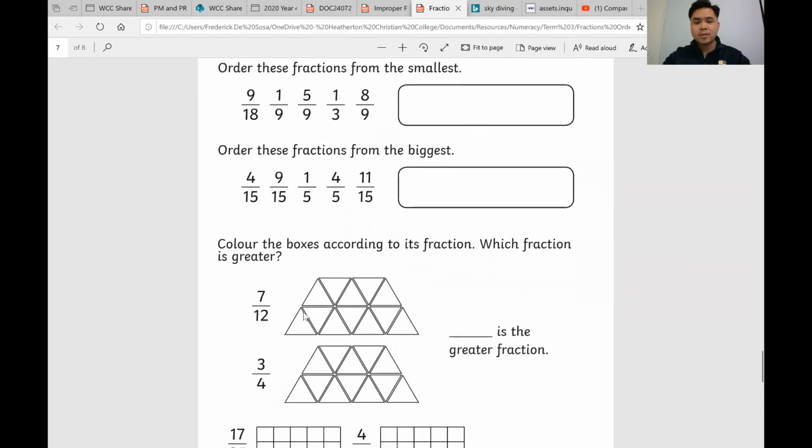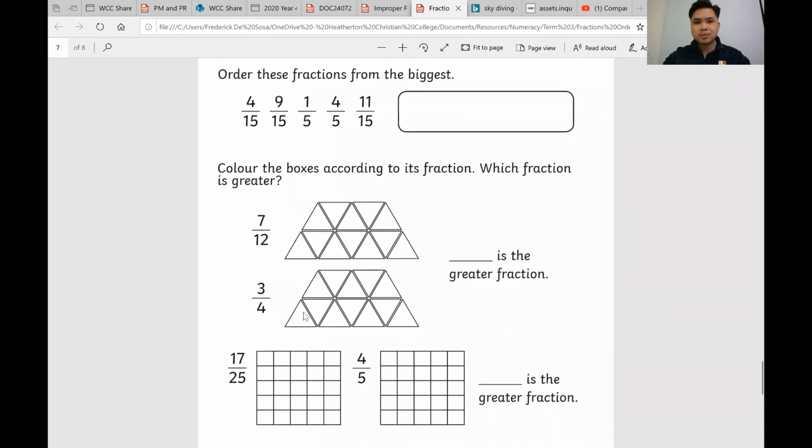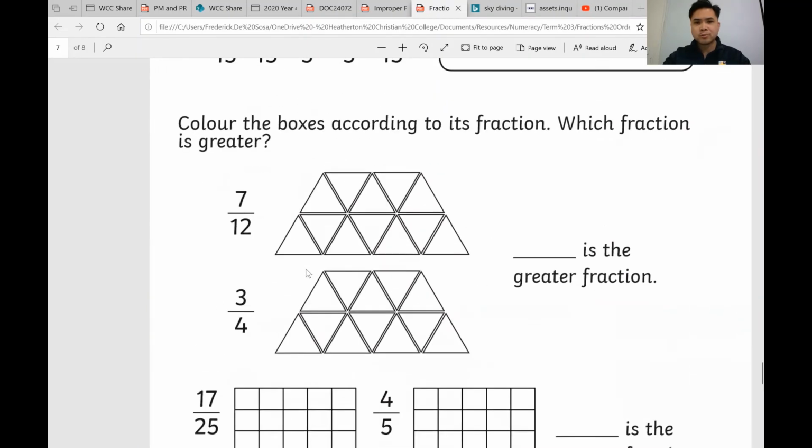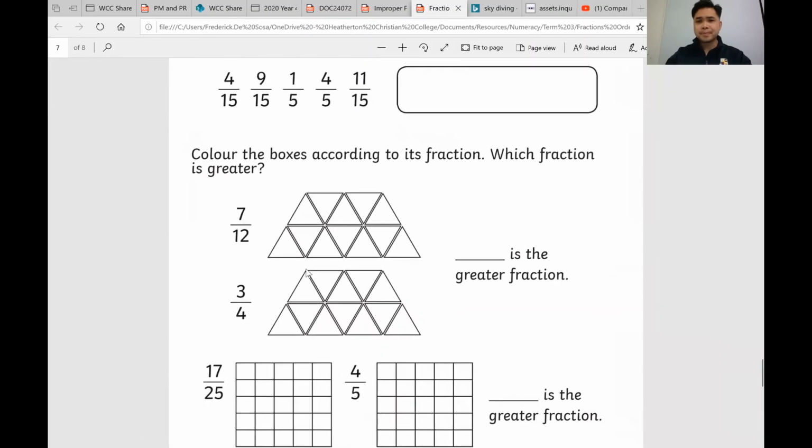Now, one other thing that might trip you guys up is this question with the triangles. Now, it's a bit hard to see from there, so it's probably easier if you draw them out in a box like this and then shade them in, okay? Let's do this one together. I'll stop sharing. Okay.